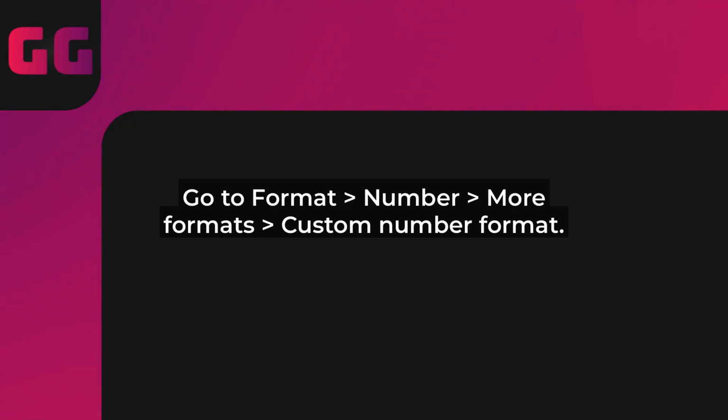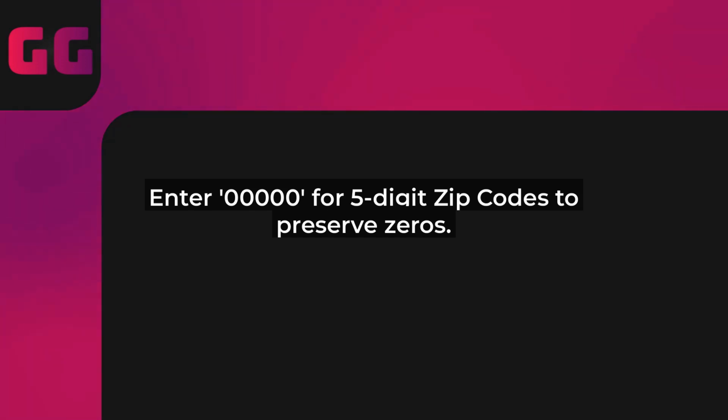Let's jump right in. Open your Google Sheets document and locate the column or cells where your zip codes are entered. For example, say you have a list in column A. Start by selecting the cells you want to format. You can click and drag to highlight them, or if it's a whole column, just click the column header.